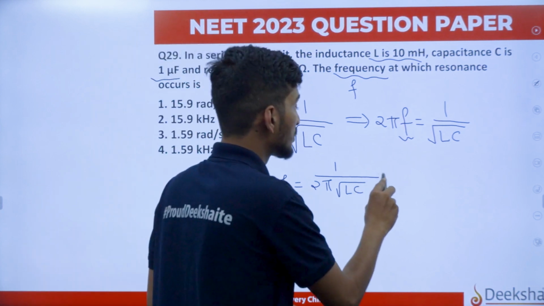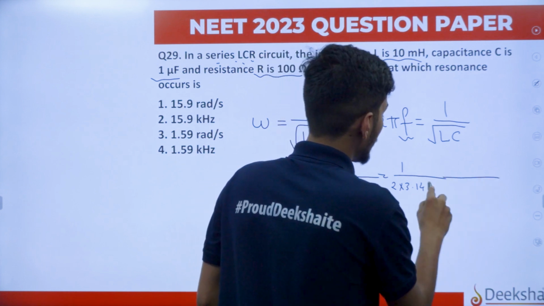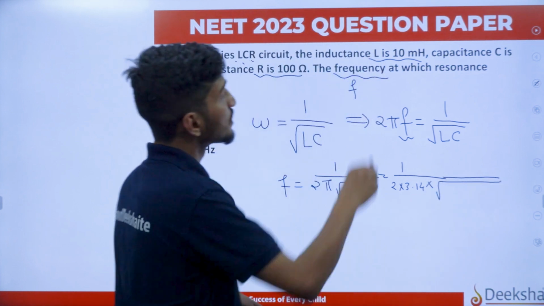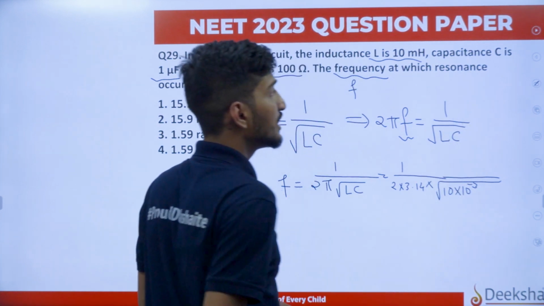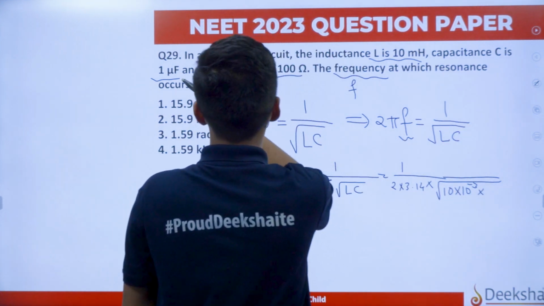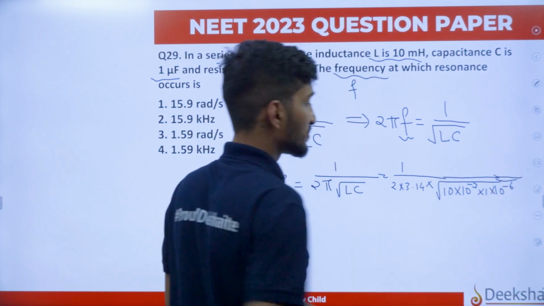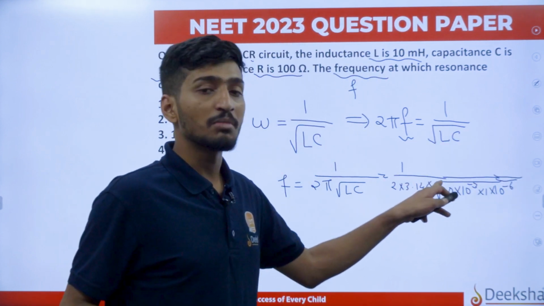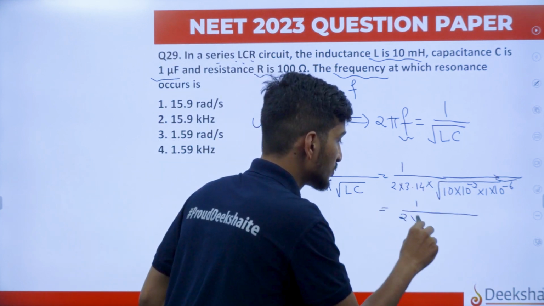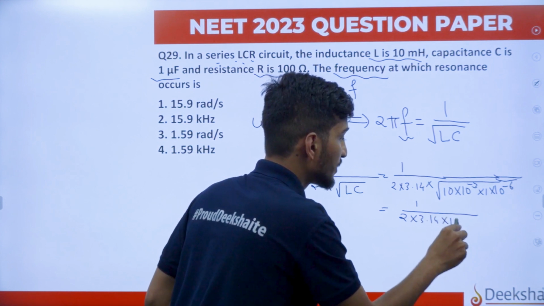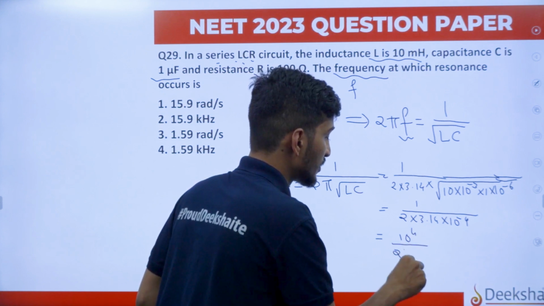So let's do this calculation. 1 by 2 into pi, which is approximately 3.14, into root of 10 millihenry. So I'll write 10, I'll write minus 3 for milli, into capacitance, which is 1 microfarad, so 1, and I'll write minus 6 for micro. Minus 6, minus 3, minus 9, minus 8, minus 4 outside. So this will become 2 into 3.14 into 10 to the power minus 4. In other words, this will just become 10 to the power 4 by 2 into 3.14.